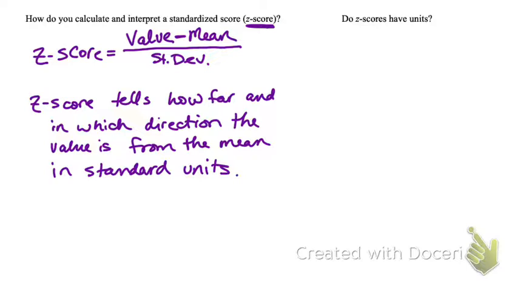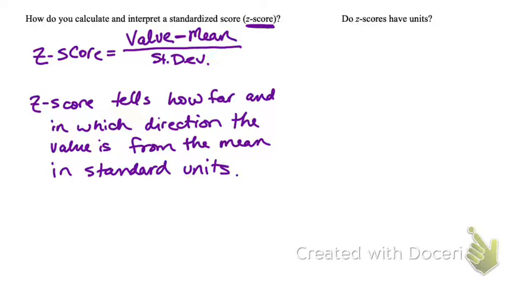Could you get a Z-score of 0? How? If it's equal to the mean. If the value is equal to the mean. If Macy is 94.5 centimeters tall, she is exactly the same as the mean of the distribution. She would have a Z-score of 0.